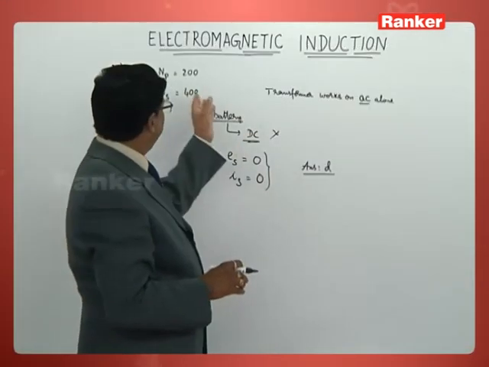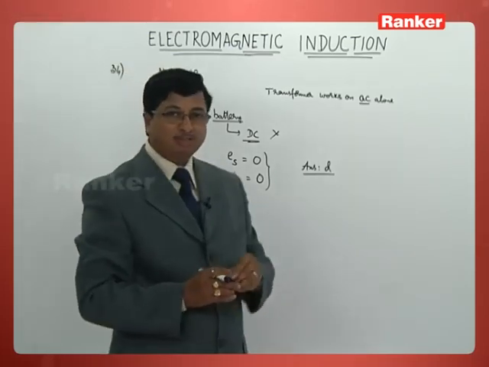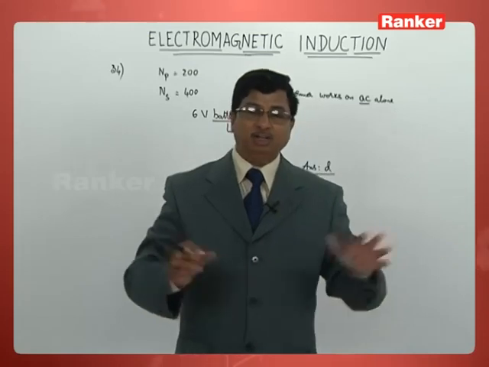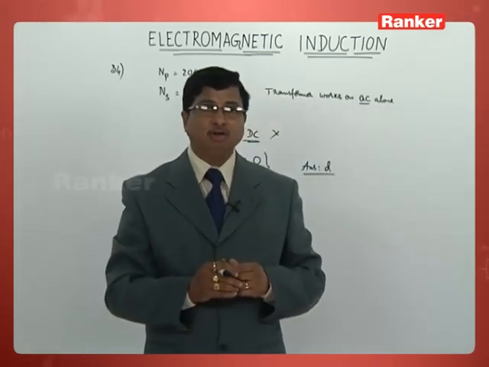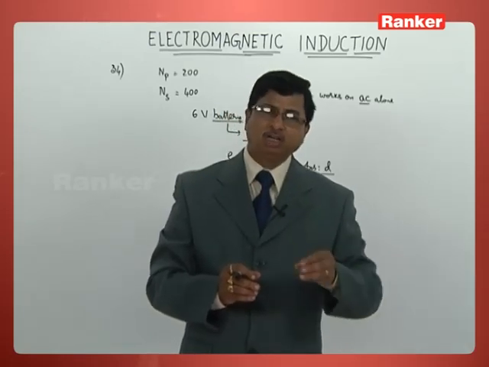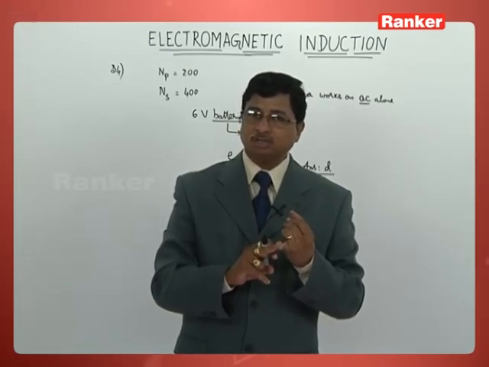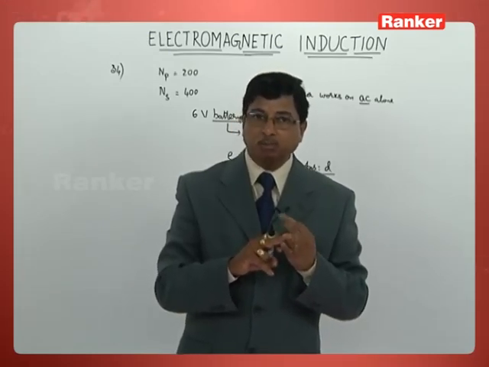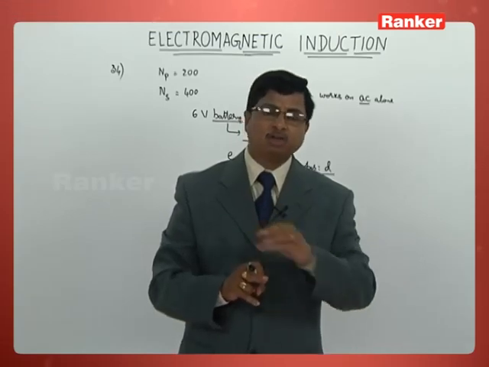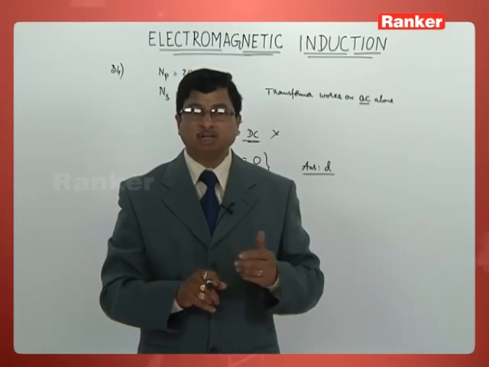But don't try to write that formula NP by NS is equal to EP by ES is equal to IS by IP and calculate the values blindfold. When it does not function on DC, whatever the value let him ask, maybe output voltage, maybe output current, maybe output power, whatever it is, all values are zeros. So simple concept is 0 and 0, that must be the correct option for this, that is D. This is problem number 34.